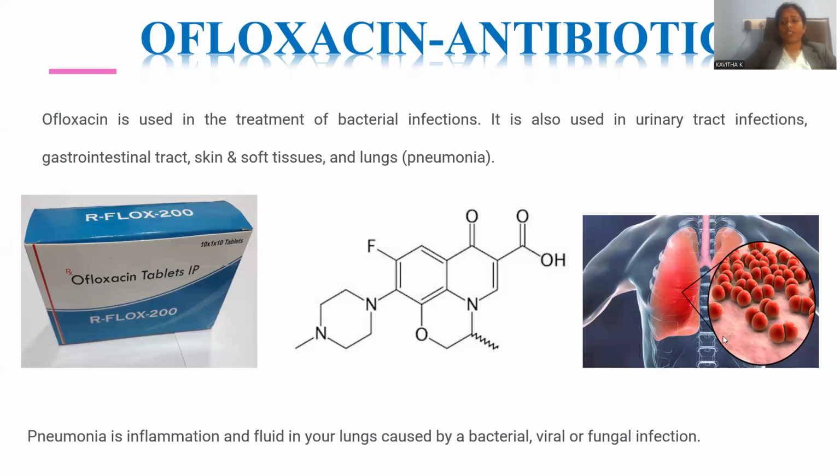Pneumonia is a symptom observed in most people who are suffering from immunity deficiency, and that may induce an infection caused by microorganisms, which is effectively cured by ofloxacin, right? So pneumonia is an inflammation and fluid in the lungs caused by a bacterial, viral, or fungal infection. Any pathogen is able to induce pneumonia, increasing the size of the lungs, and fluid may enter and destroy the healthy activity of the lungs.